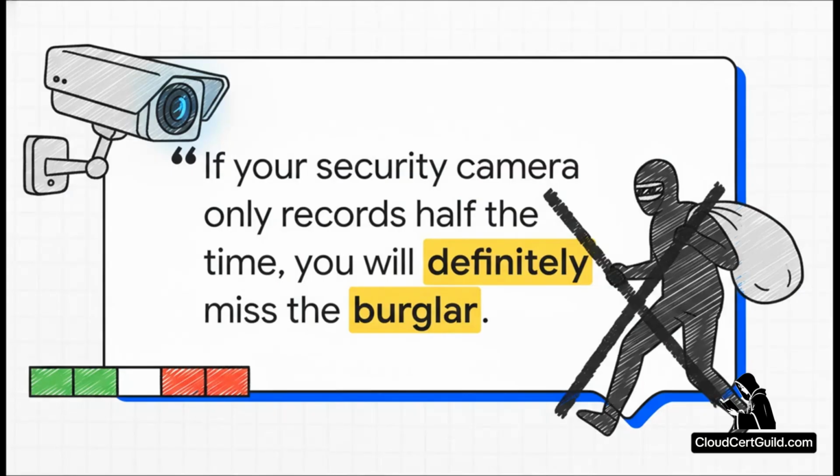This analogy just hits the nail on the head. Would you ever install a security camera that only records for 30 seconds out of every minute? No way! A burglar is going to strike in that exact moment the camera is off. For forensics, a 50% sample rate is that faulty camera.